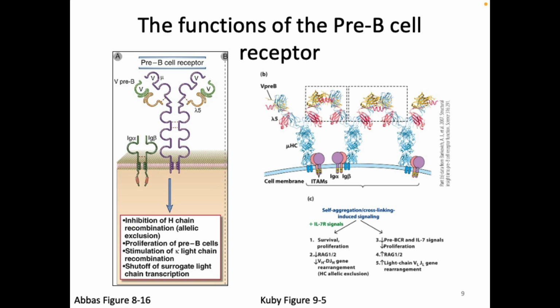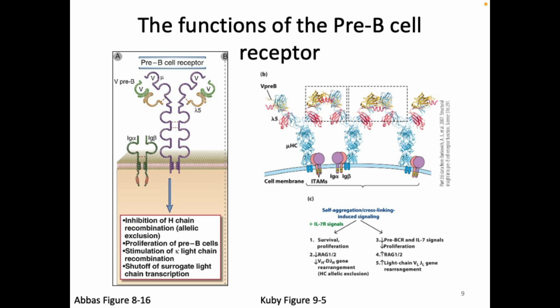And one thing I want to mention is it's actually really important that we've turned off RAG here, because we do not want RAG1 and RAG2 on if the cell is going to proliferate. We do not want any risk of DNA damage when we're actually going to replicate the DNA and go through the cell cycle. So we make sure RAG is completely off so that there's no DNA damage that happens during this proliferation.